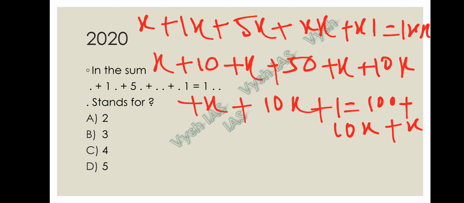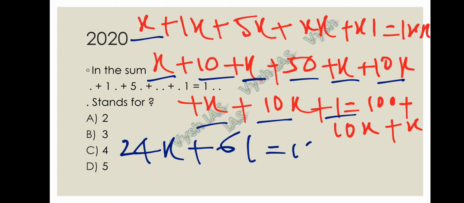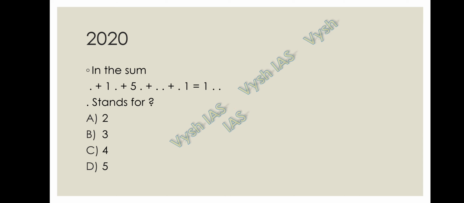When you solve this, the x terms add up to 24x, and the constants 10 plus 50 plus 1 make 61. So 24x plus 61 equals 100 plus 11x. If we solve this, 100 minus 61 is 39, and 24x minus 11x is 13x. So x becomes 39 divided by 13, which is 3. So the dot value is 3 for this question.